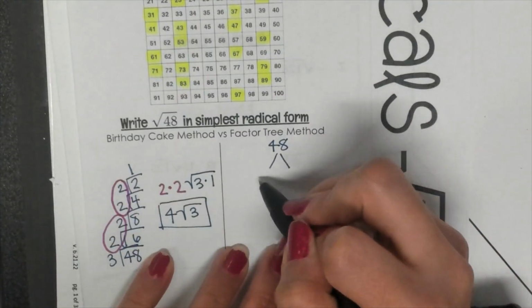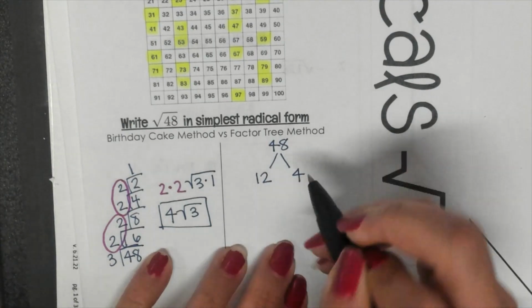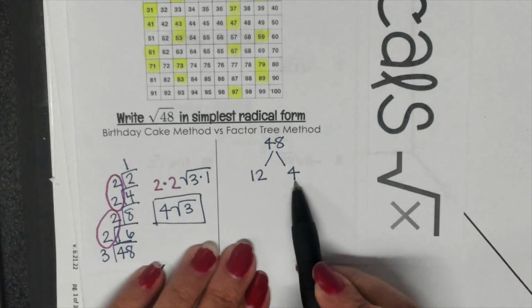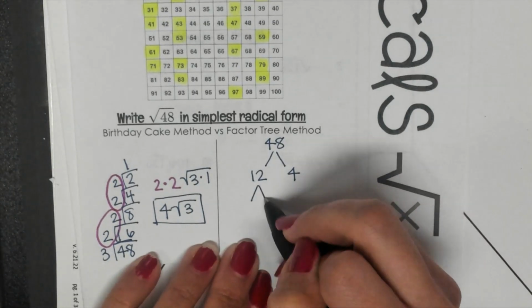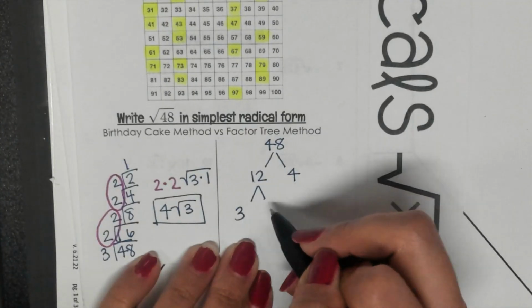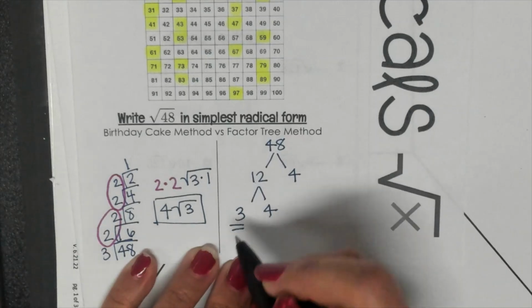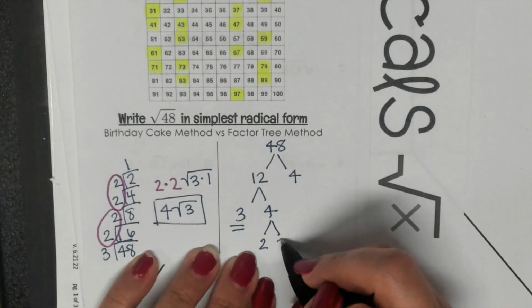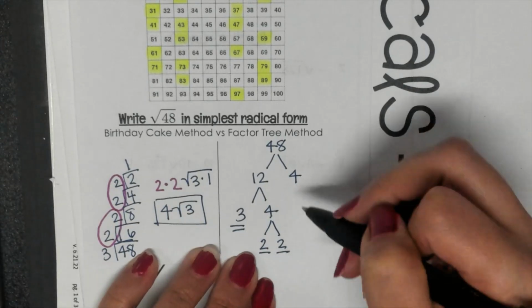Factor tree, you can start wherever. So if I wanted to do 12 and 4. But then you'll know that you need to continue because these are not prime numbers. So you continue to break it down until you get to primes. 3 is a prime number, so we stop there. But 4 can be broken down further. And now we're in primes.